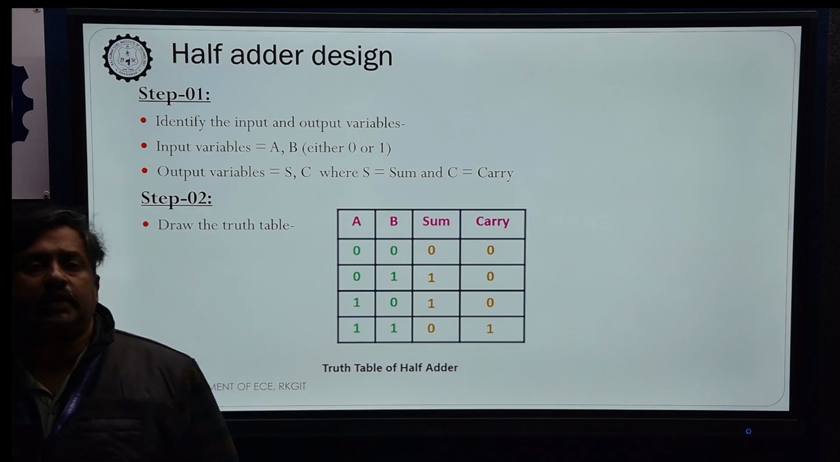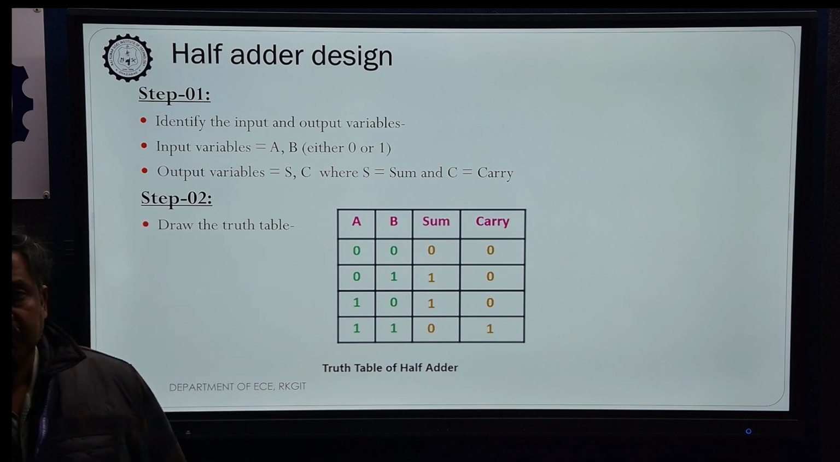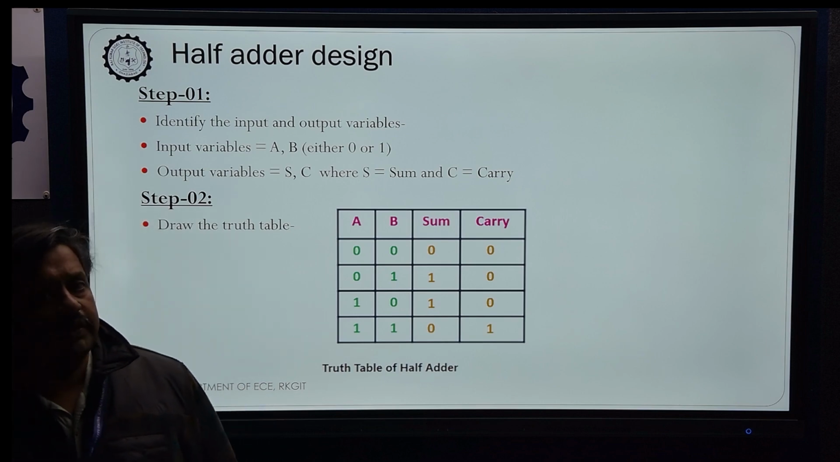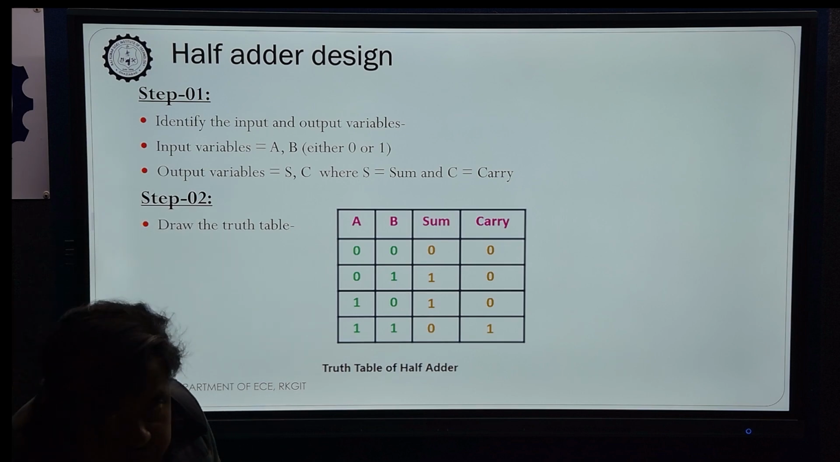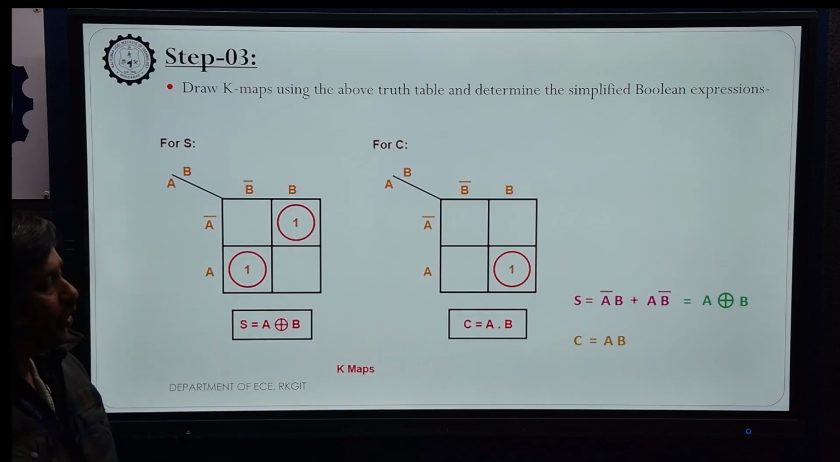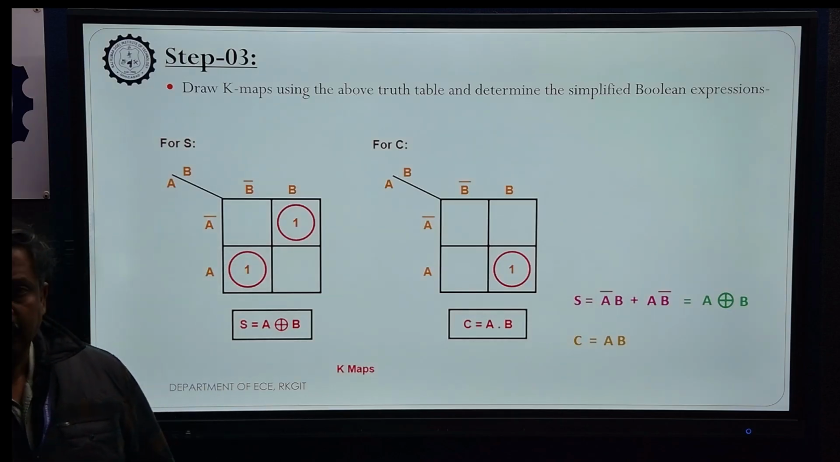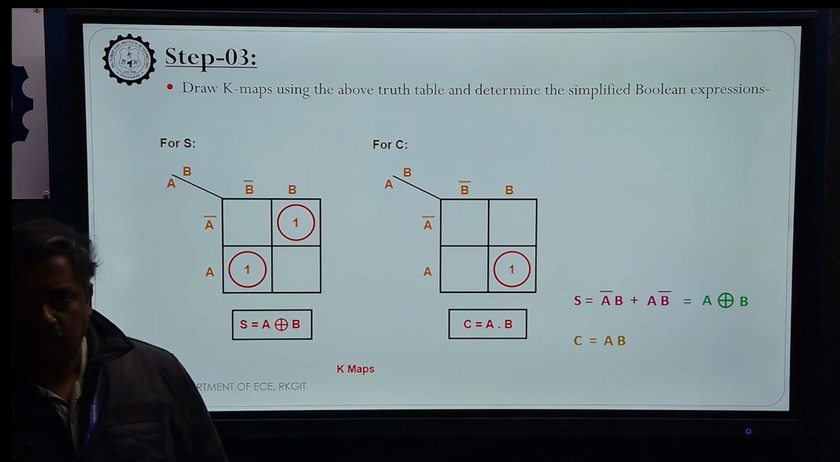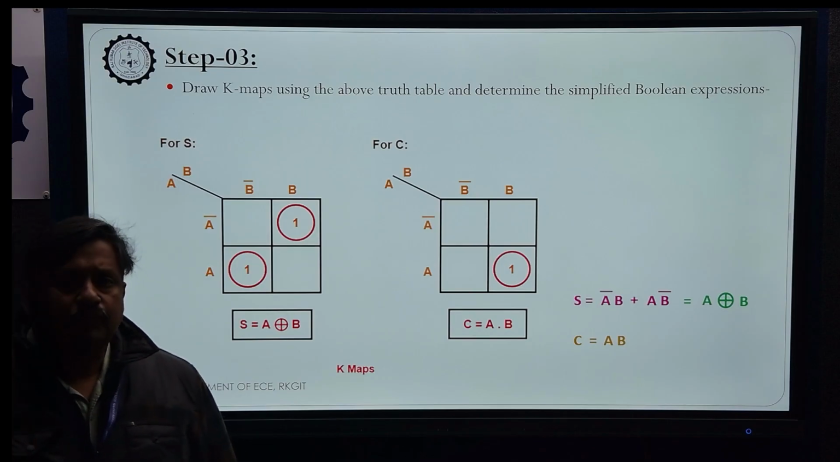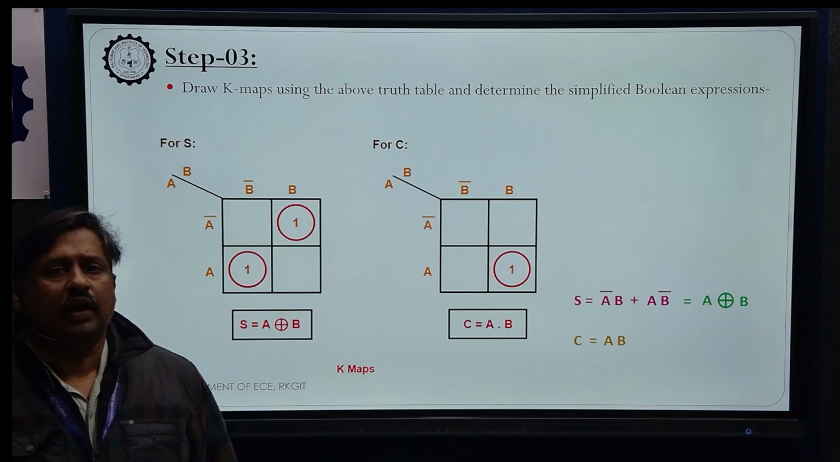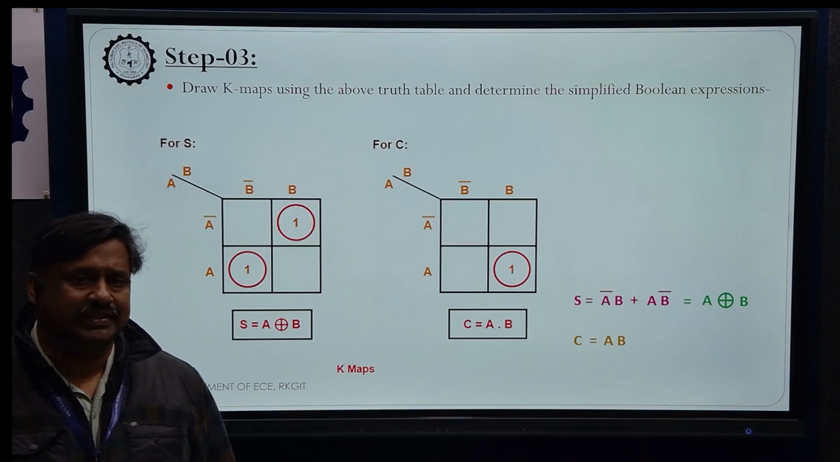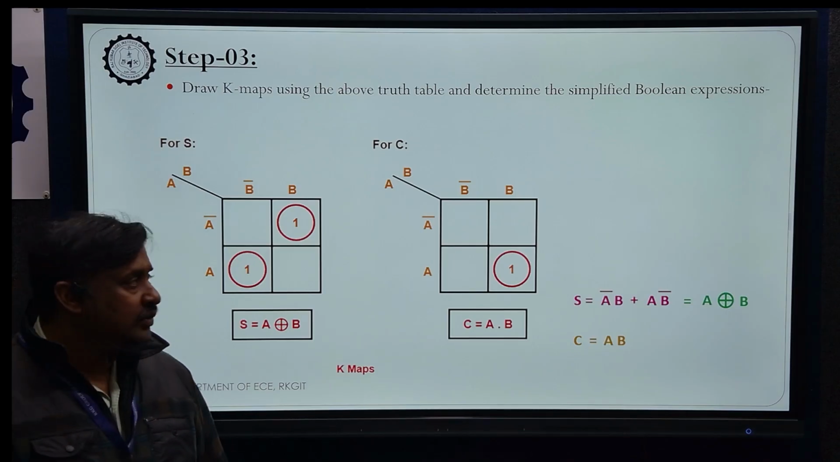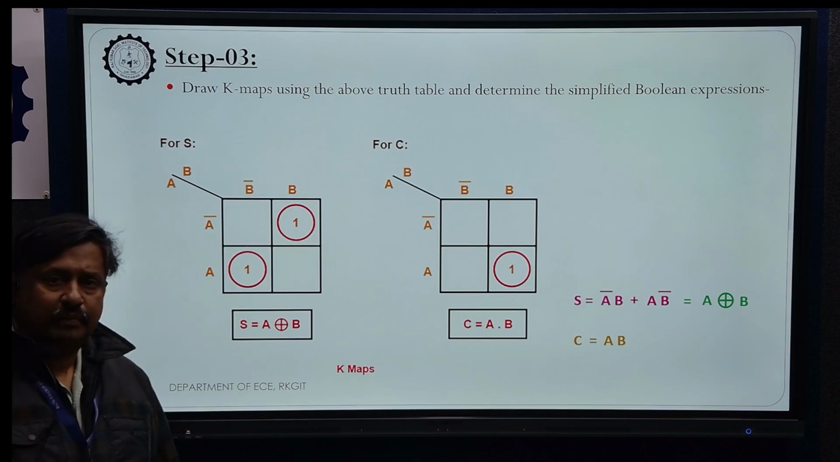We have to form the expression, means to implement the circuit we need the expression. So the next step is K-map. We already have the truth table for input output. So A and B are the inputs, sum and carry are the outputs. Now we have to form a K-map for every output. So we have two outputs, sum and carry. First we will form the K-map for sum.